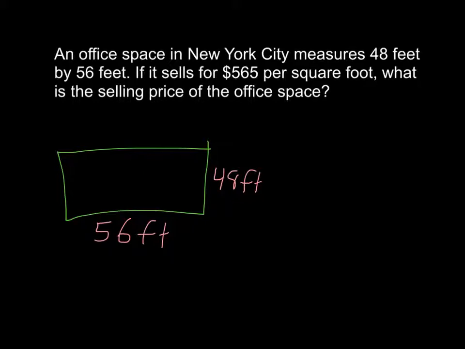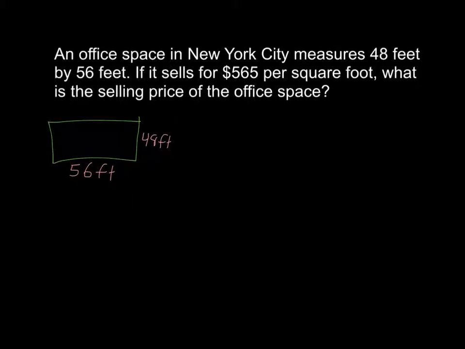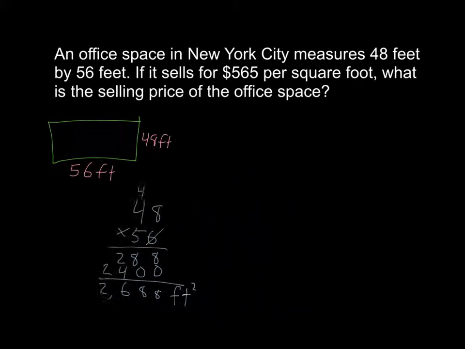Okay, and that's important so that we get the general idea of the size of the area before we multiply it. We're going to multiply 48 by 56 so that we can determine the size of the office space. So it's 48 times 56, and when you solve it, you see that we have 2,688 square feet. That is the size of the entire office space.